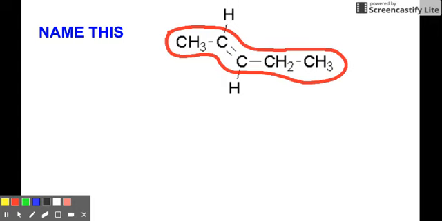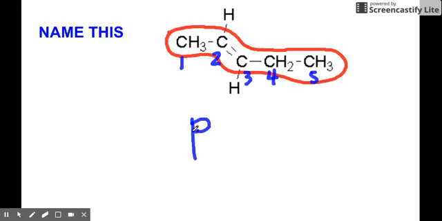Then we start numbering. How do we number? Because there's no branch, the basis for our numbering is we start where the double bond is nearest to. Because it's nearest to the left side, that means we start numbering from the left. So this is carbon 1, this is 2, 3, and then 4, 5. That means this is a pentene.